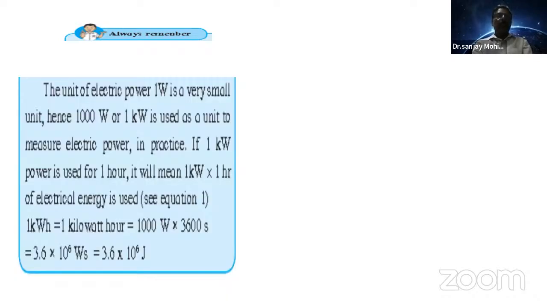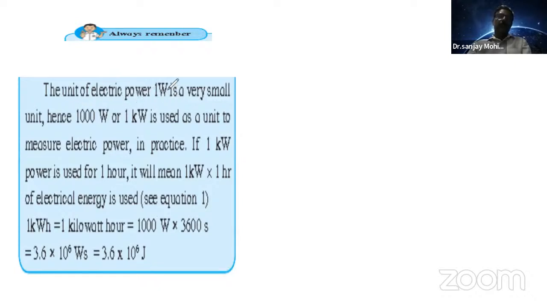So whenever you are learning this topic, as students of SSC, always remember the type of questions, because many times they are asked. In our textbook, the concept is given of the unit of electrical power, and why the unit of electrical energy is 3.6 into 10 raised to 6 joule. So let us understand this concept.